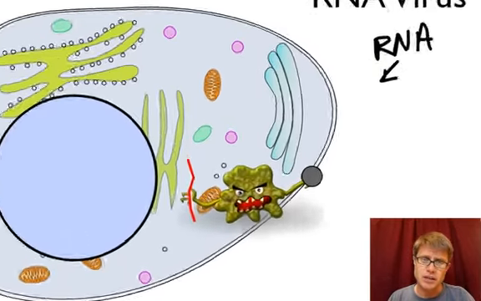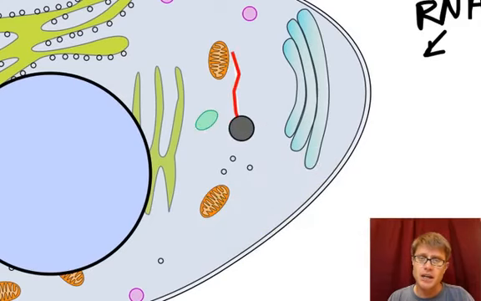So they inject RNA and reverse transcriptase in. And what does reverse transcriptase do? Well, it does the opposite of transcription. In other words, it takes RNA and actually makes DNA out of it.